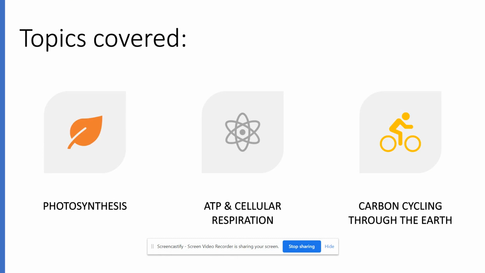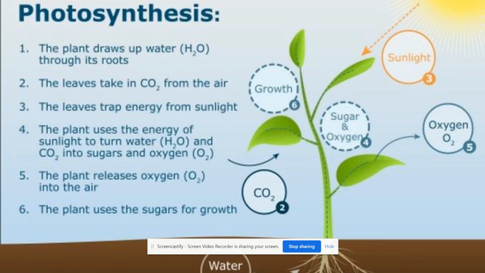That would be photosynthesis, ATP, and cellular respiration, and how carbon cycles through the earth. And then we'll look at just a couple of practice problems that are actually MCAS questions on these topics. So let's start with photosynthesis.